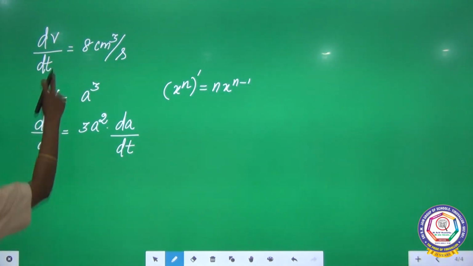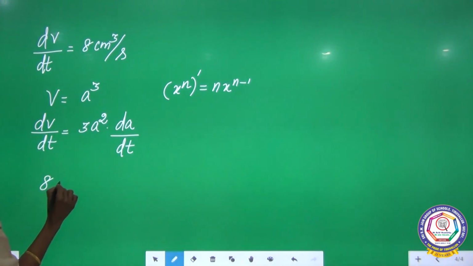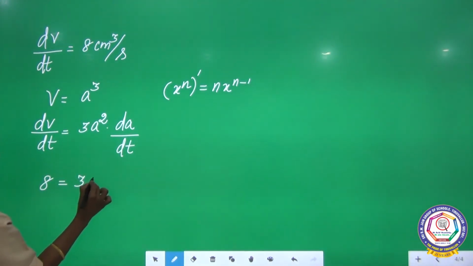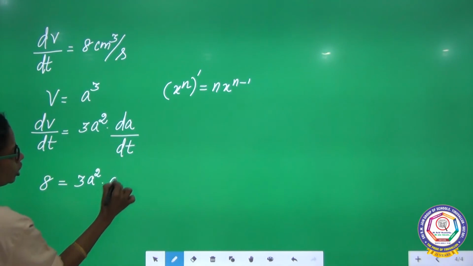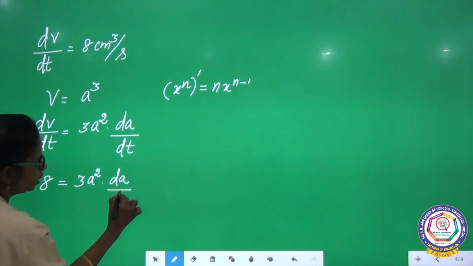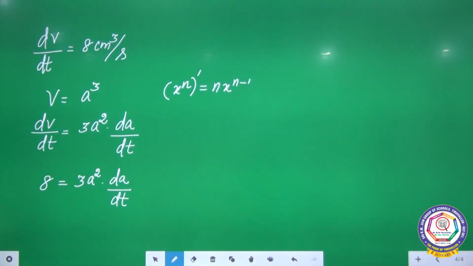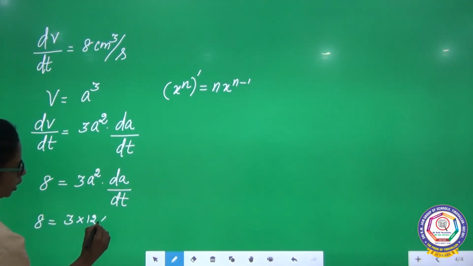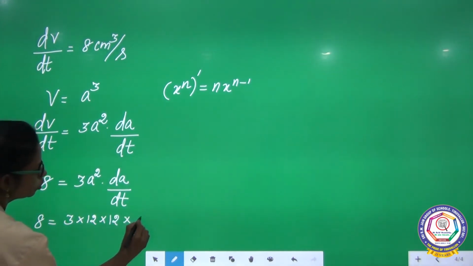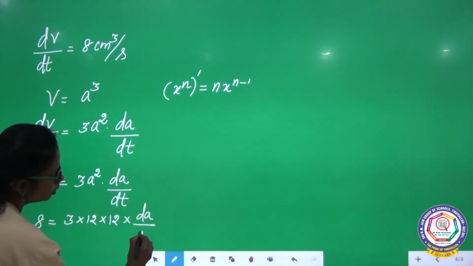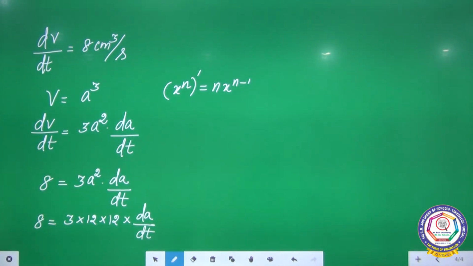What is given for dV by dt? 8. 8 equal to 3a square into dA by dt. Then they said a equal to 12, right? a equal to 12. 8 equal to 3 into 12 into 12 into dA by dt, right? See, 4 3s are 12, 4 2s are 8.